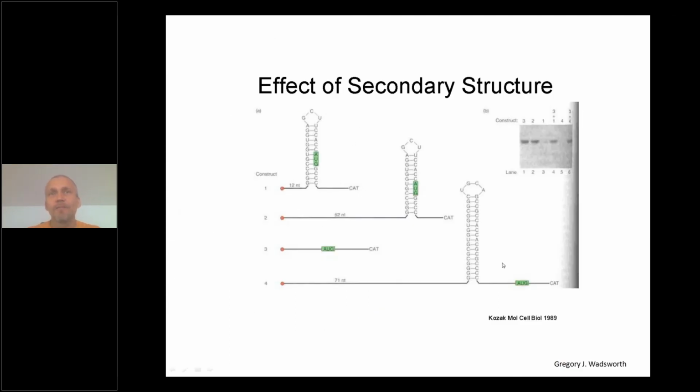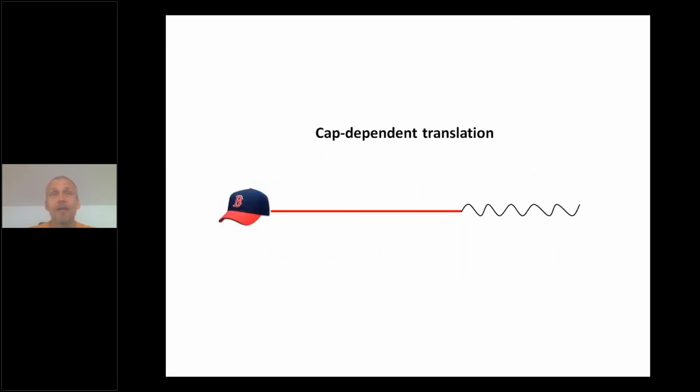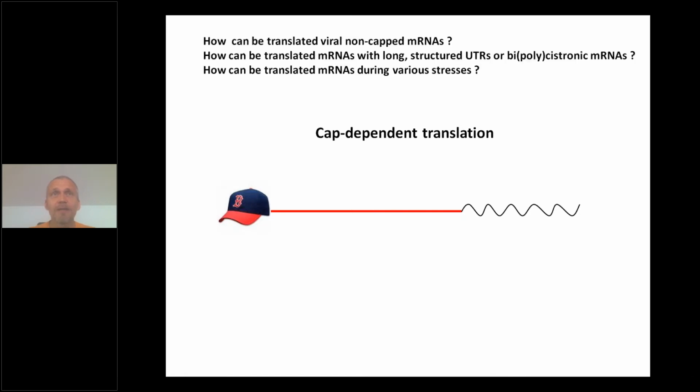Here are some results from one of Kozak's previous papers. This is the gel with proteins, and you can see that in this mRNA there is no structure, and you can get a lot of protein. If you have a structure close to the 5' end, you get no protein or almost no protein. If you have a long 5' UTR and a structure close to the AUG, this is lane 4, again you get no protein. I am not going through the combinations, but you can see that a structure in the 5' UTR, or a long 5' UTR, can markedly decrease the efficiency of translation initiation.